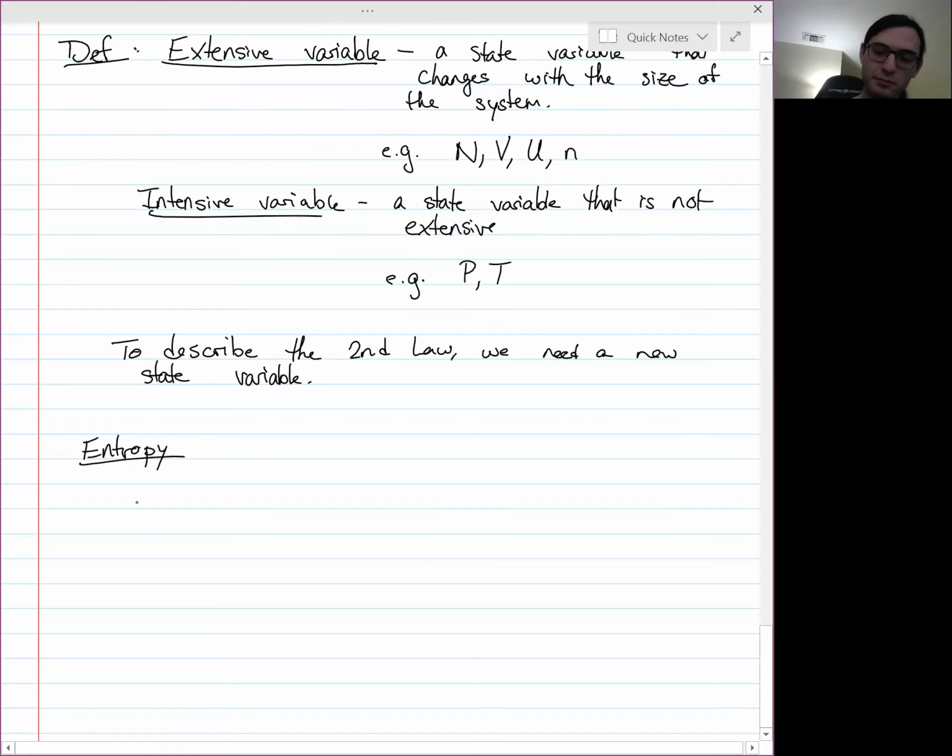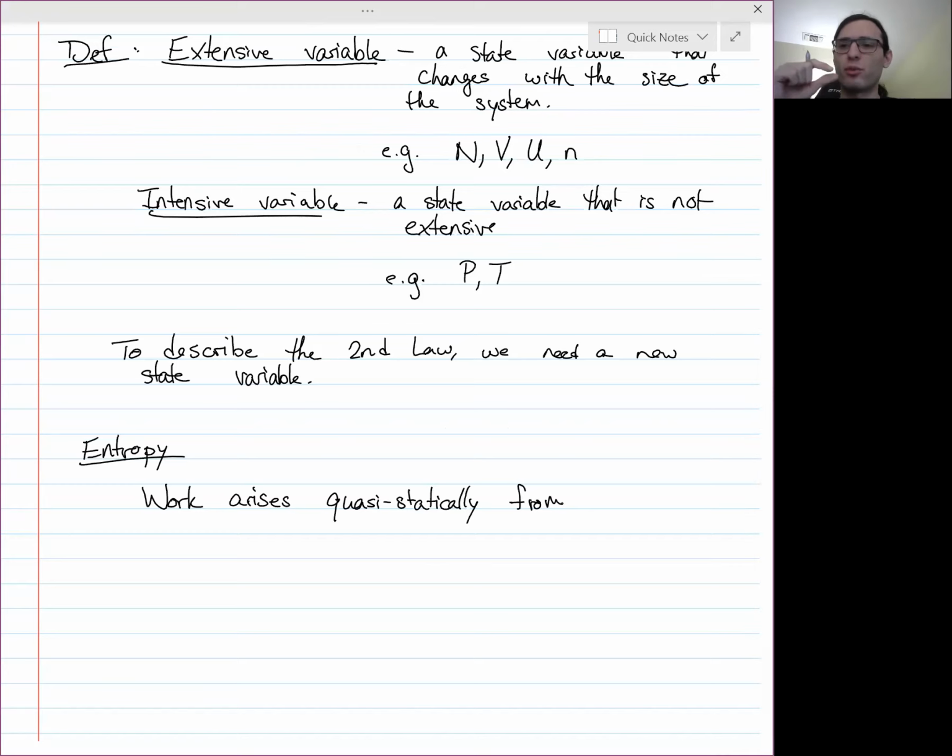So backing up, we know that work arises quasi-statically, meaning you can do work in a quasi-static manner, from a whole bunch of infinitesimal steps. So you just very slightly expand the volume, then you very slightly expand the volume again, and you keep slightly expanding the volume, and that does very small amounts of work a little bit at a time, and then you add them up and you get a whole bunch of work done from many infinitesimal steps.